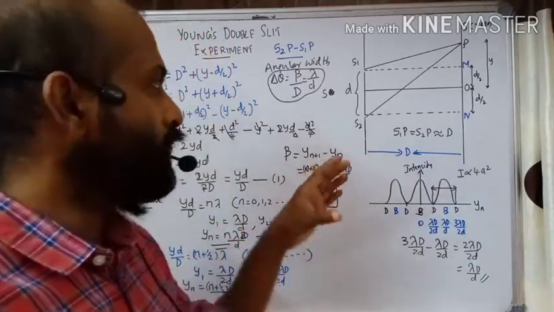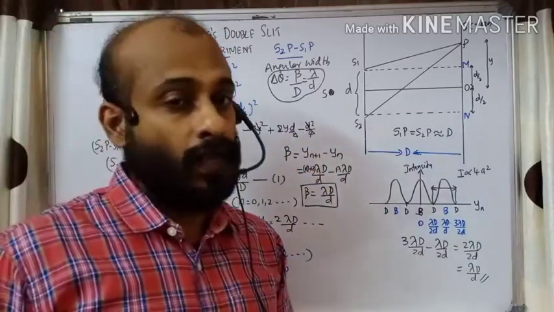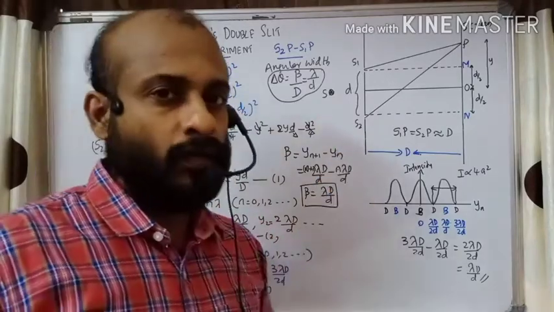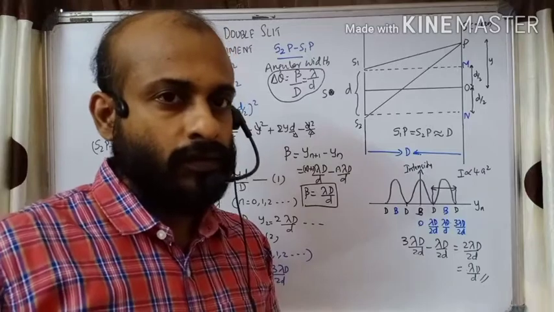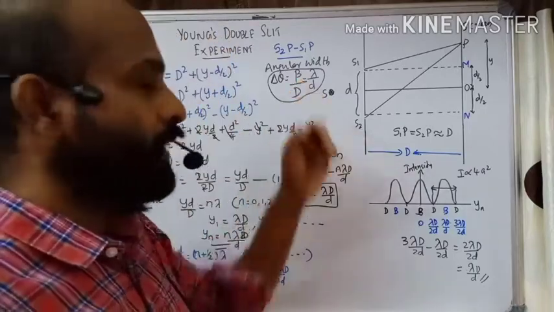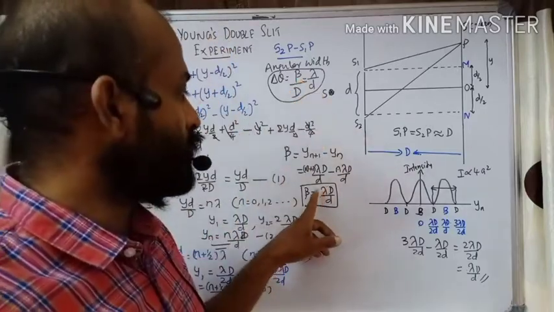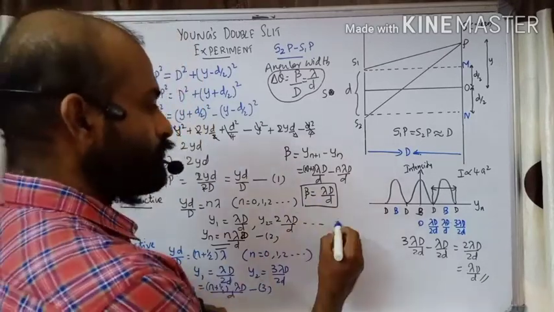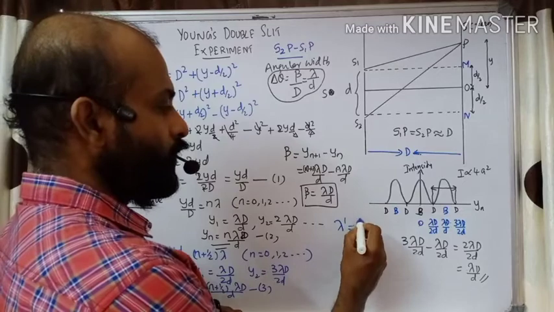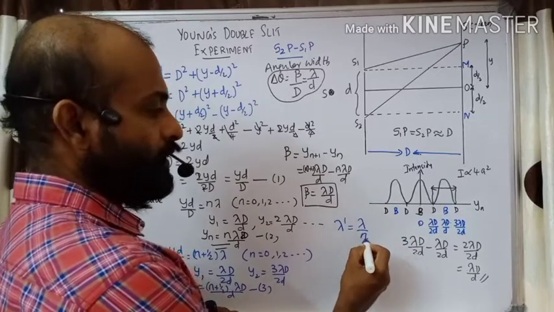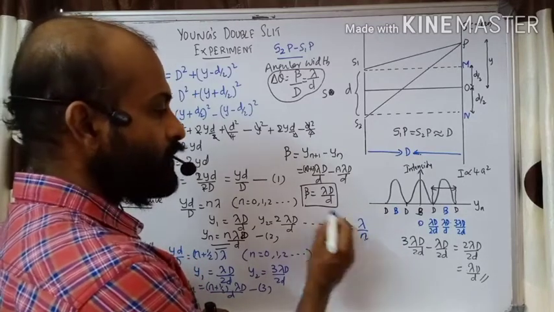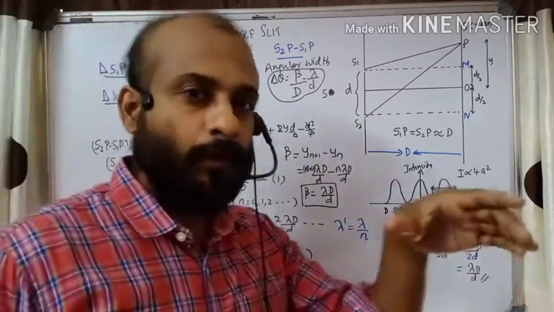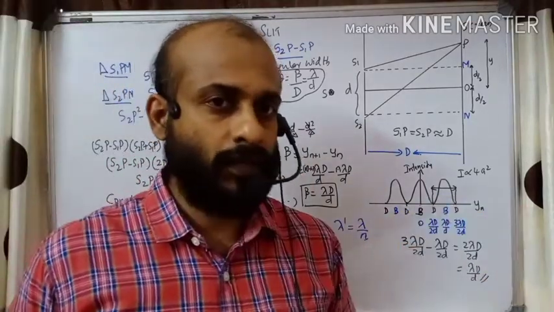Now what happens if we immerse the apparatus in any liquid like water? The refractive index of water or any such liquid is more than 1, so the wavelength will decrease. When the wavelength decreases, the fringe width also decreases. In liquid, we have a new wavelength, λ' equal to λ/n. n is more than 1, so λ' decreases and fringe width also decreases. When we immerse the entire apparatus in water, fringe width decreases.